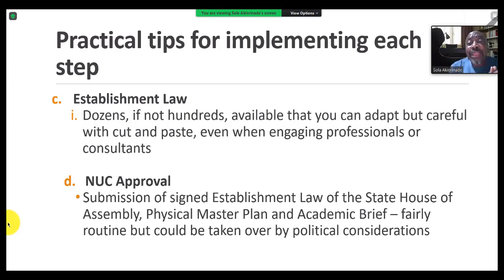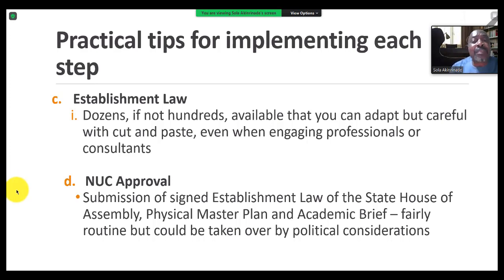Establishment law. In setting up your establishment law, there are dozens if not hundreds of laws available that you can adapt. But you must be very careful with cut and paste. Because I remember a particular case that I was reviewing when I was in the NUC on my sabbatical after my tenure as Vice Chancellor, when the name of one university appeared in the academic brief of another, meaning that it was the same consultant they utilized. So when you're utilizing consultants for the purpose, be sure that you review everything that is done by the consultants. Otherwise, you may end up presenting the model of LAUTECH for Osun State.